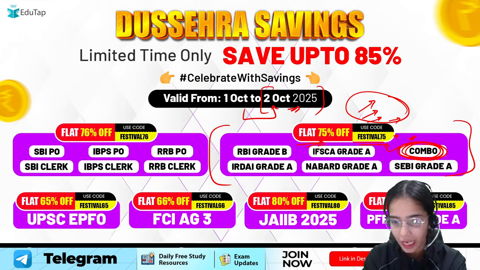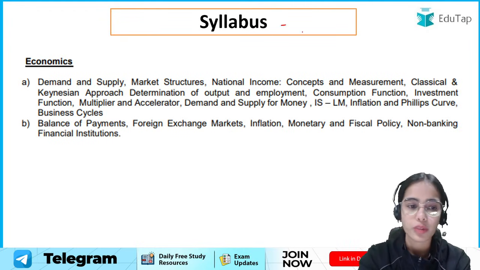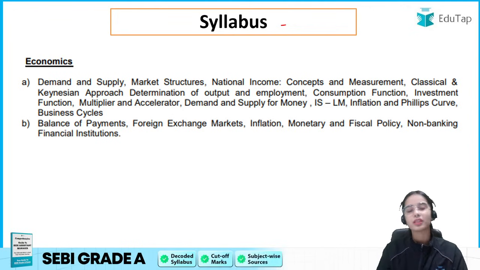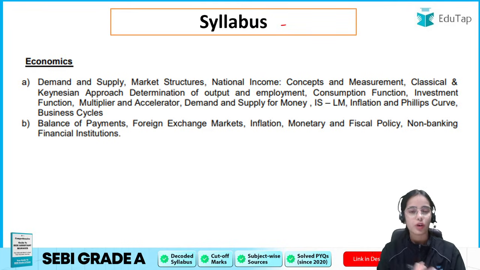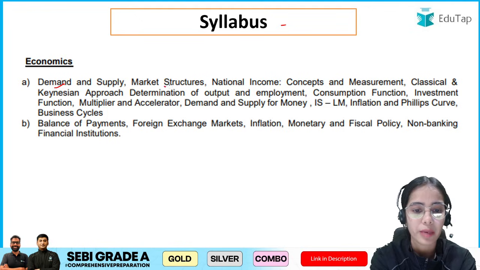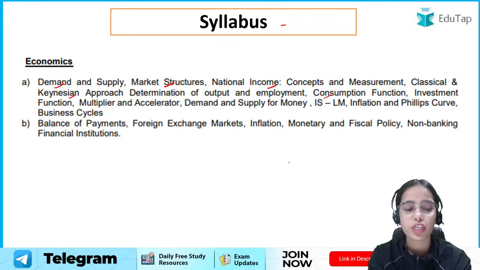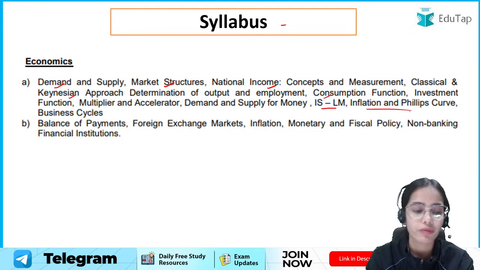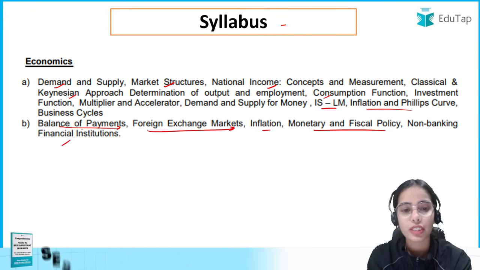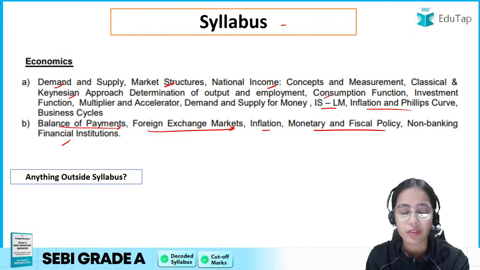Now starting with the syllabus for economics. We are going to start with the syllabus first, and this is the syllabus that was provided in the SEBI Grade A notification of 2024. The syllabus includes demand and supply, market structure, national income, classical and Keynesian approach, consumption function, investment function, multiplier, accelerator, demand and supply for money, ISLM, inflation and Phillips curve, business cycle, balance of payment, foreign exchange market, inflation, monetary and fiscal policy, and NBFIs. This is directly given in the syllabus.